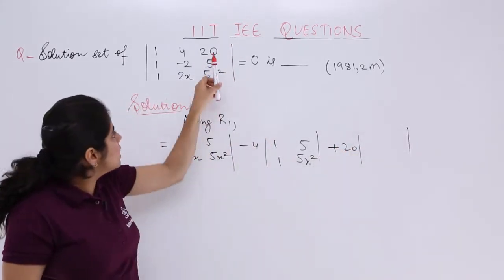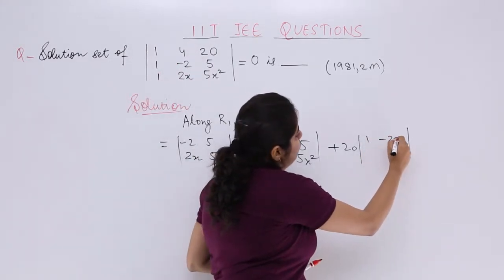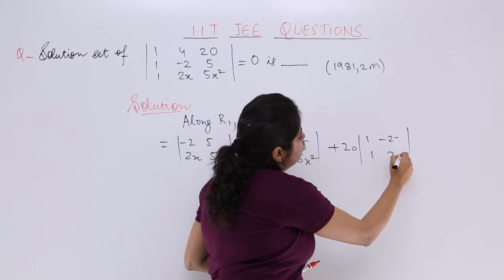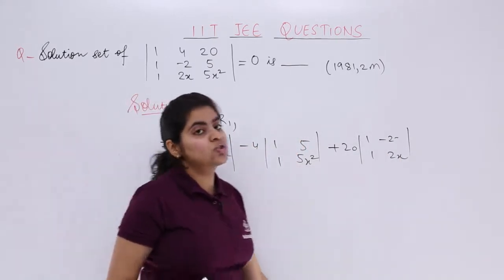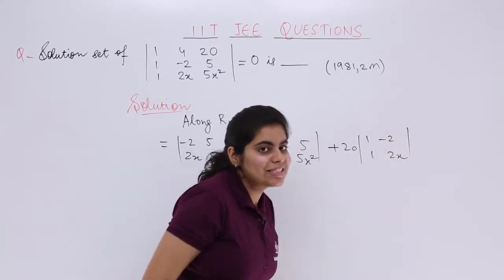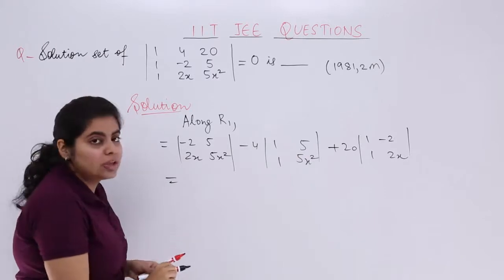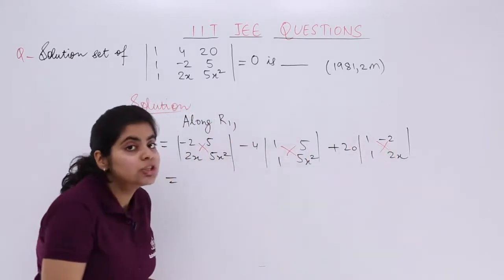Ignore this column, ignore this row. You have 1, minus 2, and you have 1 and 2x. Let's see if we did everything right. Yes, it is 1, minus 2 and 1 and 2x. This should not be there. Let's remove it. Now you have just the solution left for cross multiplication. Let's cross multiply and obtain the solution.